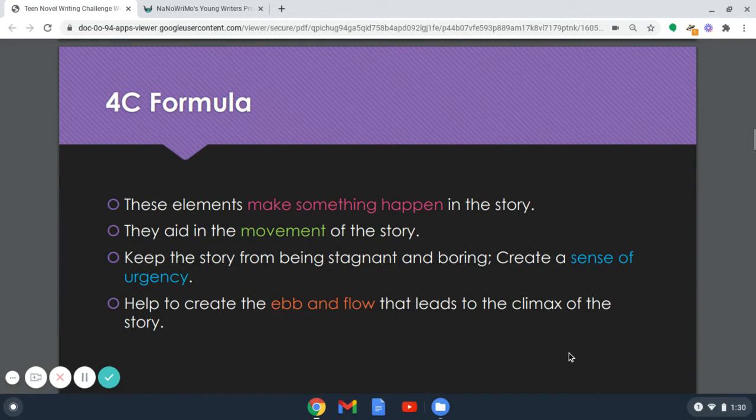All right, so just a little more explanation on that. These elements that I talked about in that formula, they make something happen in your story. So they keep it from being stagnant. They keep moving it forward. So you don't want to get stuck and bogged down in one portion of the story.